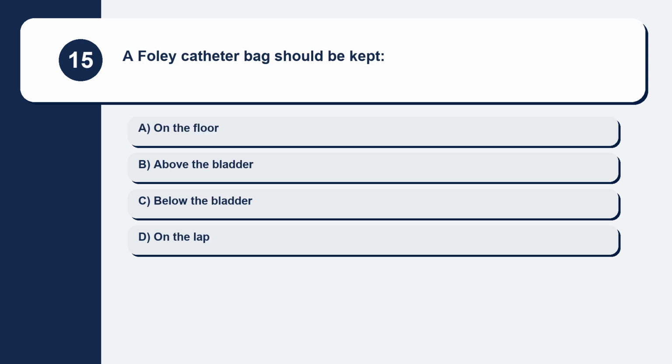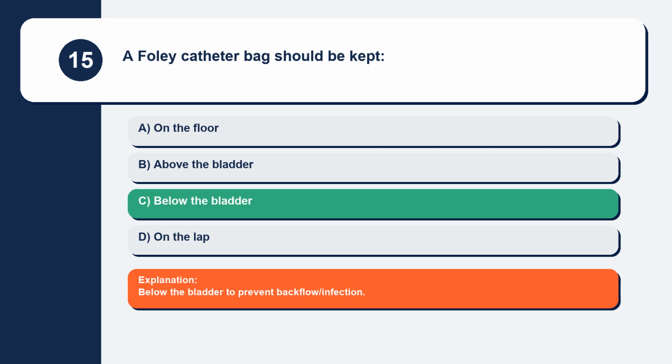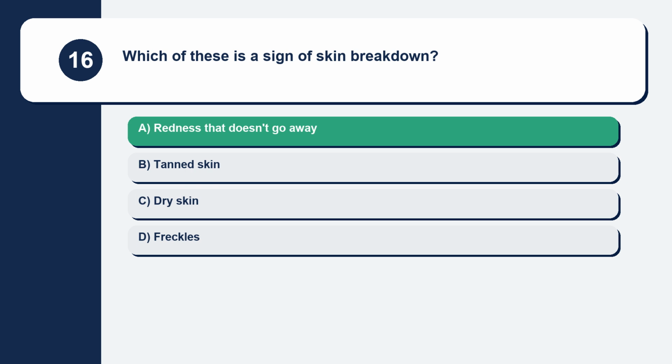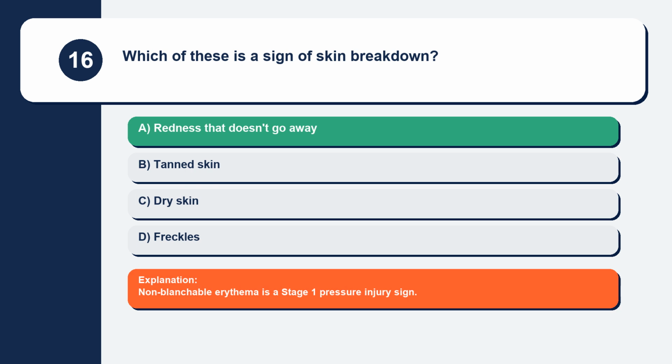Question 15. A Foley catheter bag should be kept on the floor, above the bladder, below the bladder, on the lap. Below the bladder to prevent backflow and infection. Question 16. Which of these is a sign of skin breakdown? Redness that doesn't go away, tan skin, dry skin, freckles. Non-blanchable erythema is a stage 1 pressure injury sign.